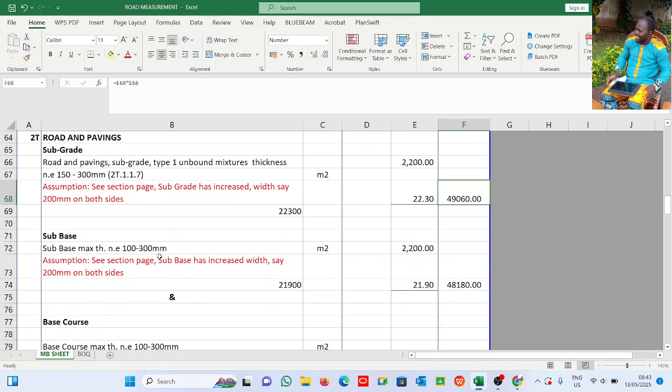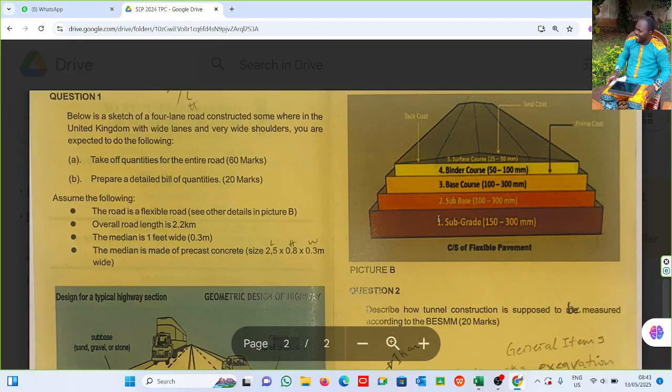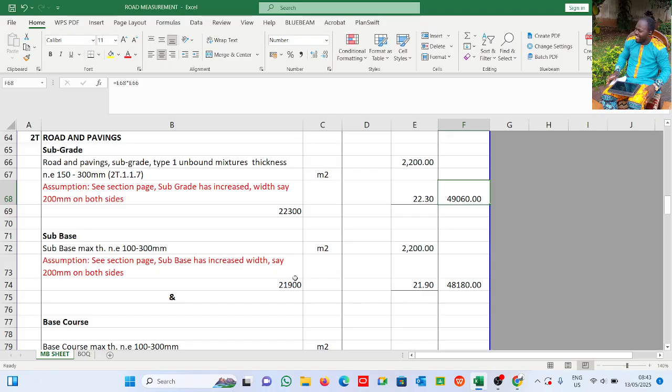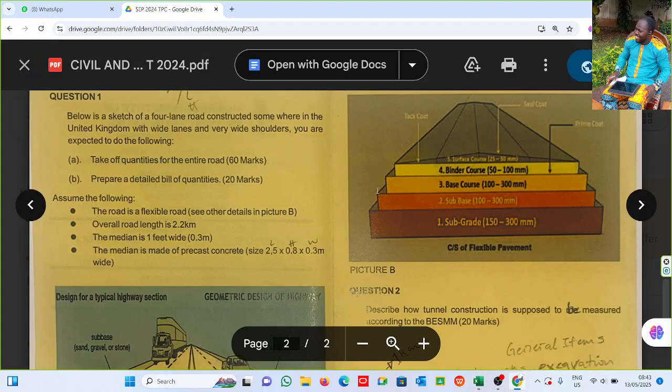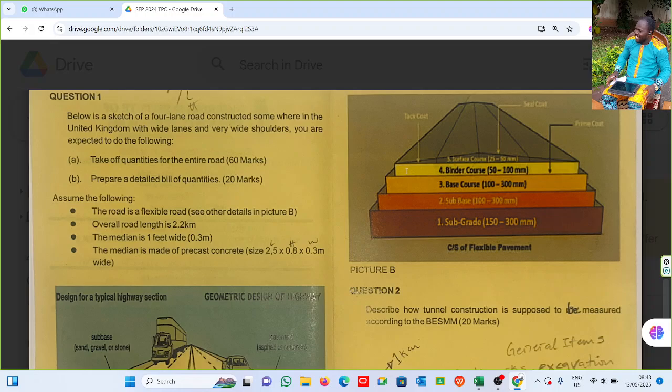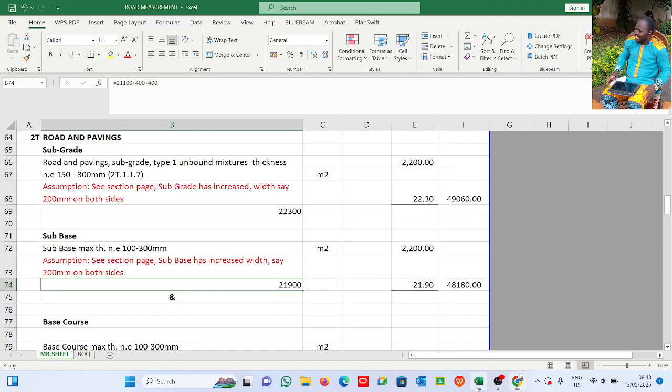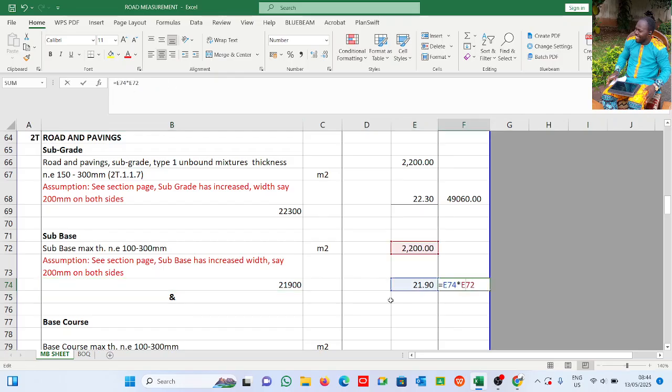The same thing for the sub base. Sub base maximum thickness not exceeding, because we are given this is not exceeding 100 and 300, it is there. This is where we are now, 100 to 300 mm. All right. The same thing. Assumption here. We see there's increased width on both sides, right? But now I have done this. I am here. So 200, 200. That gives me the width from here. Say 400 here, 400 at this point. So that is how I got here. 2100 plus 400 plus 400. That gives me 21.9. If I multiply out, I arrive at this.